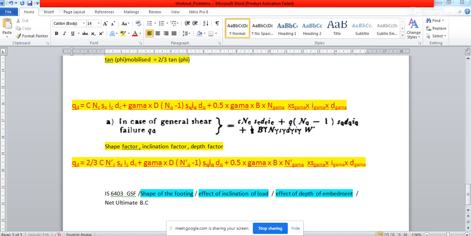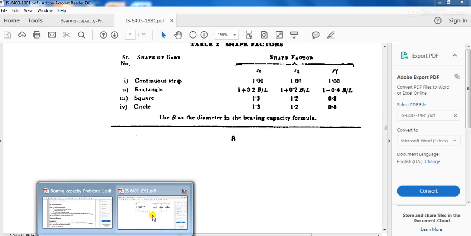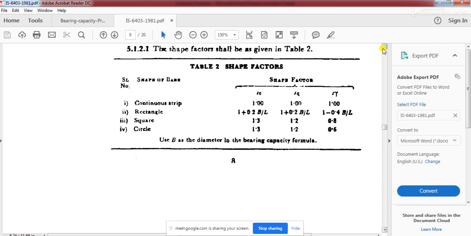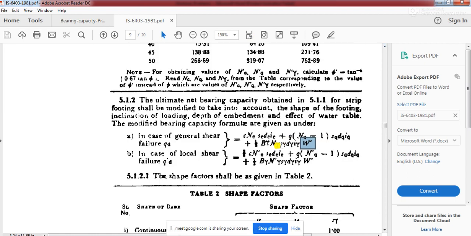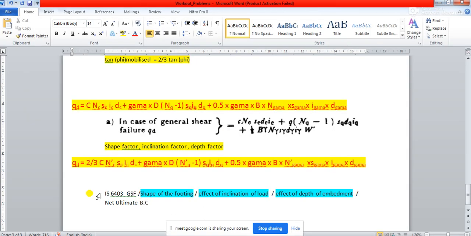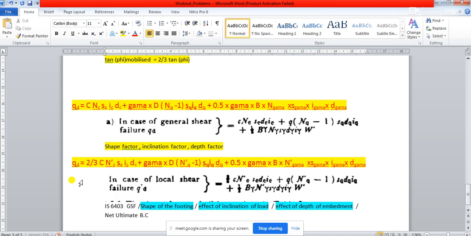That is what the code is also saying. If you notice, the code is saying the same thing. For local shear failure, exactly the same thing we have written: 2/3 of C, NC dash, SC, IC, DC. It need not be changed.